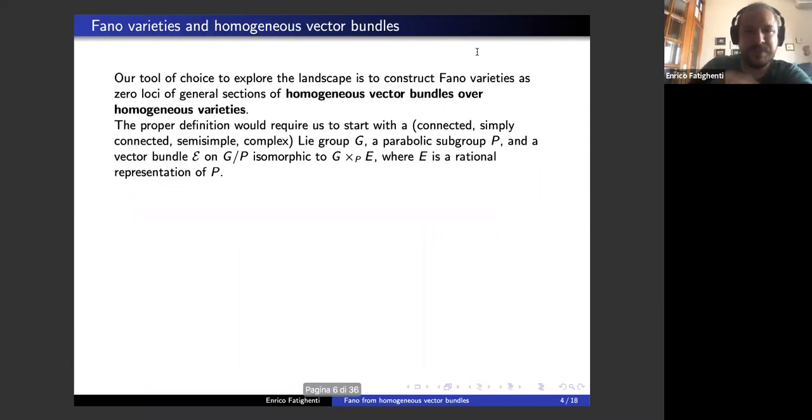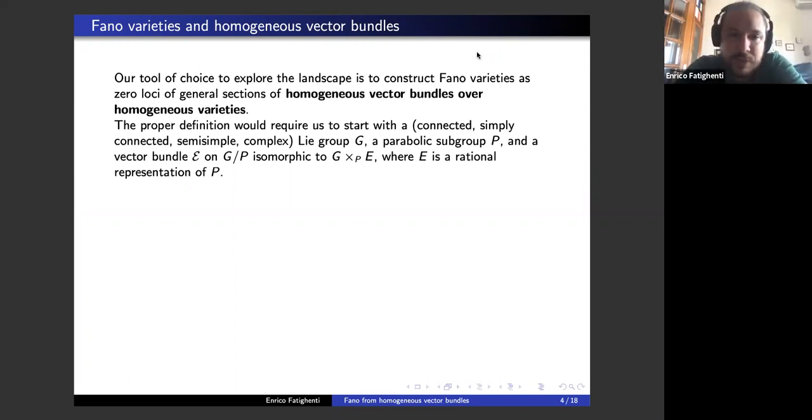Okay, so which kind of Fano do we want to work with? Basically, our tool of choice to explore the landscape is to construct Fano varieties as zero loci of sections of homogeneous vector bundles over homogeneous varieties. In general, I will do a lot of examples, so if you're not familiar with it, don't worry, I will tell you everything.